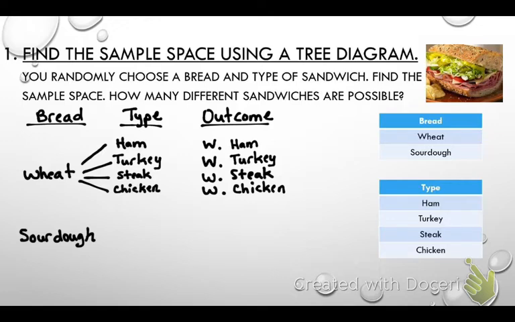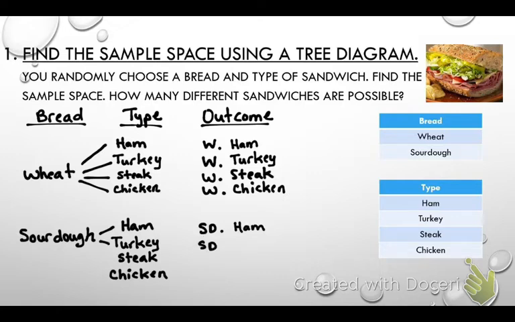Now the sourdough, what kind of meat could we put on the sourdough breads? All of them. All the same exact thing. So here the types we could also have are ham, turkey, steak, and chicken. So the first possible outcome is sourdough with ham. So we're just going to put SD, ham. The next one would be sourdough with turkey, sourdough with steak, and finally sourdough with chicken.